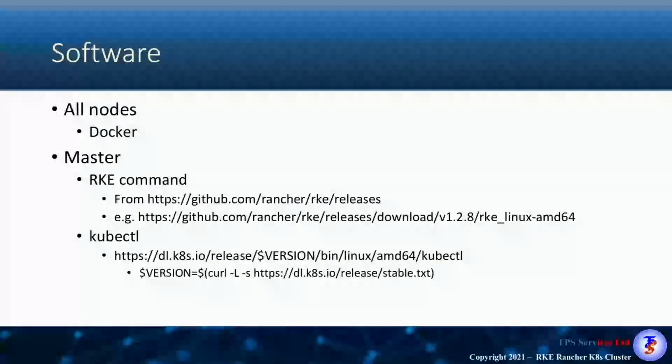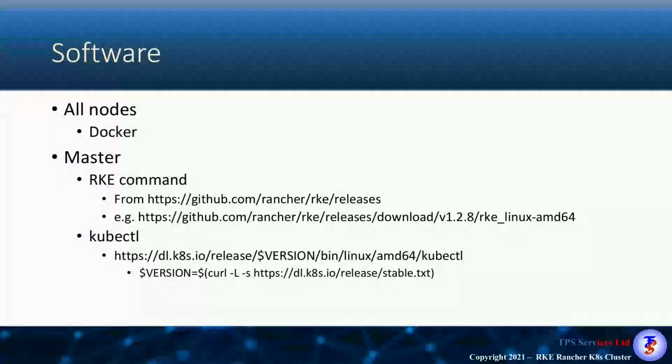Software to be installed on nodes. So every node, as we've said, needs Docker, ideally the same version, but it shouldn't matter. But Docker must be running on all the nodes that you're about to install the Kubernetes cluster with. The master will have extra software, so we'll need to download and install the RKE command. Literally it is just a single file in the download.